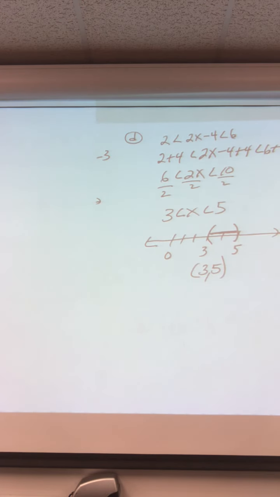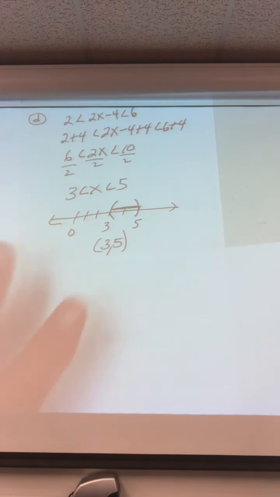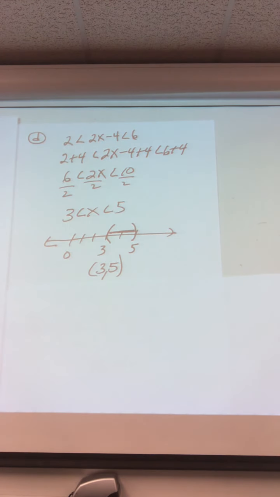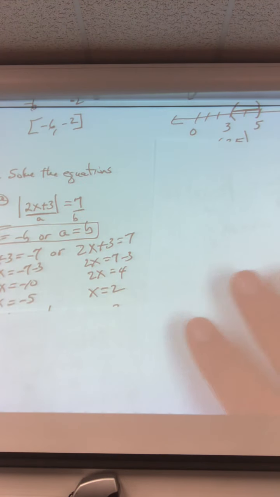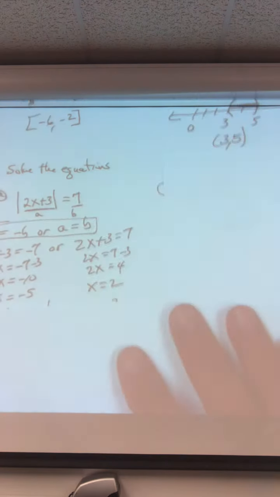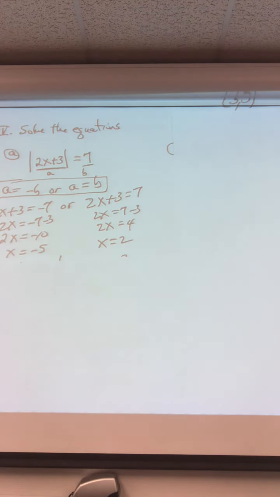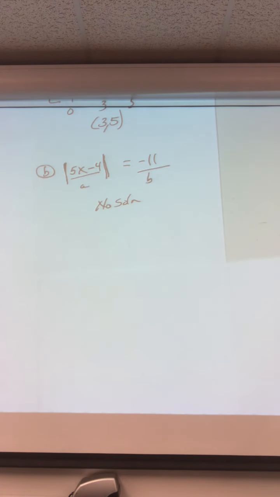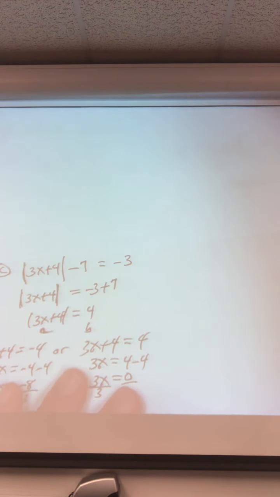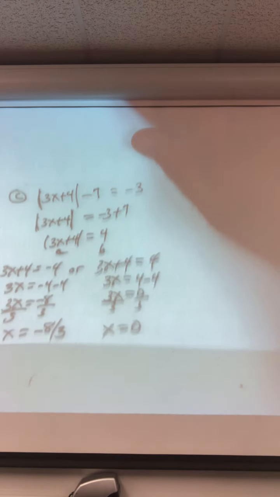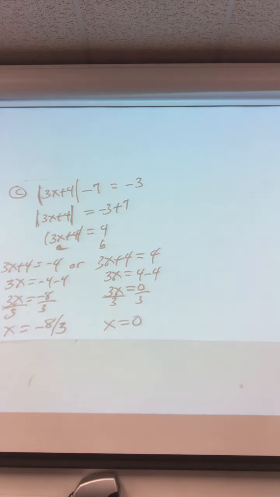And then pause. Okay, the next 3 problems were absolute value equations. Pause. Part A. Part B is quick. Pause. And then part C. Pause.